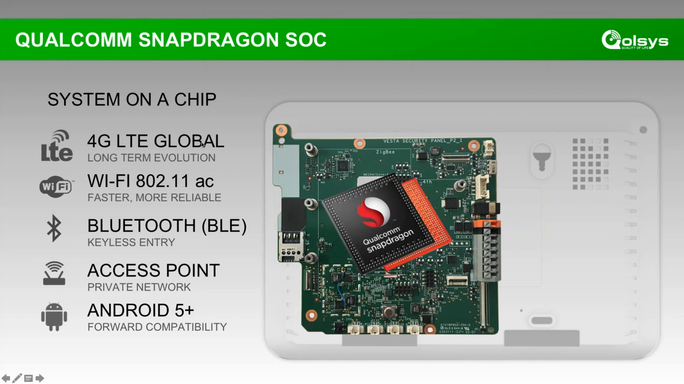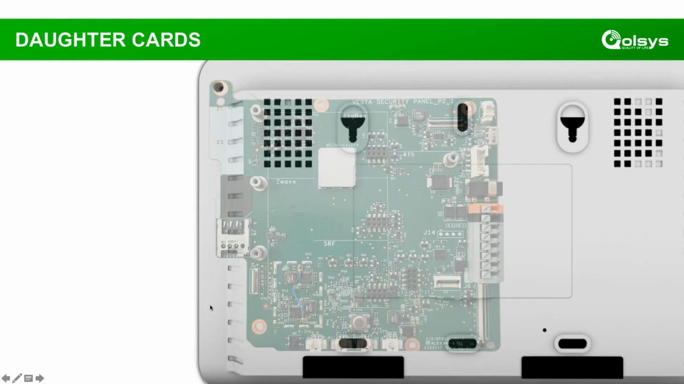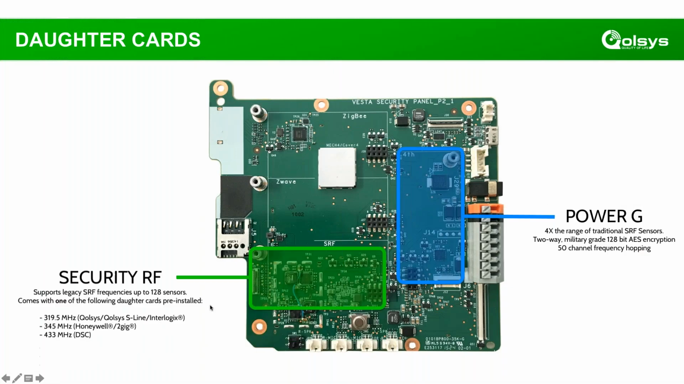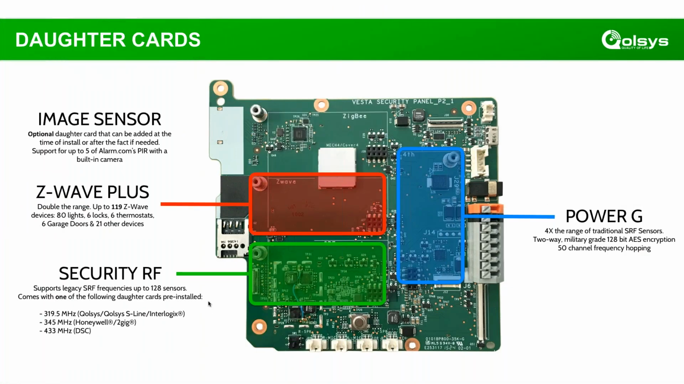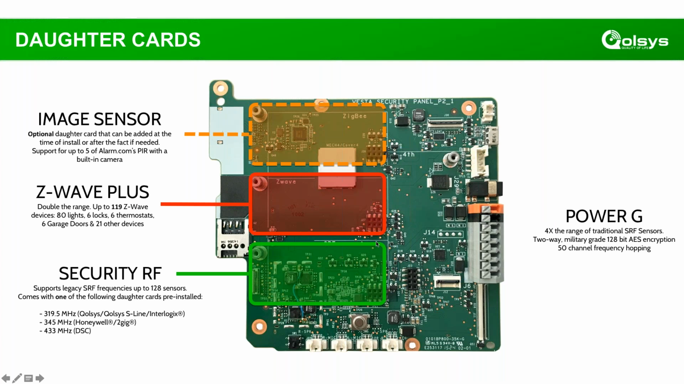And with that, we're a 4G LTE panel only right now. We don't even offer 3G. We have Wi-Fi that we use for communication. We have Bluetooth, which we use, as some of you probably already know, for keyless entry, doing what a key fob can do essentially with your smartphone. We can turn this panel into an access point, thanks to the chipset that we have in there, and then obviously Android. And then on top of that board, you'll notice that we have these daughter cards built in, right? So let's go through these briefly.